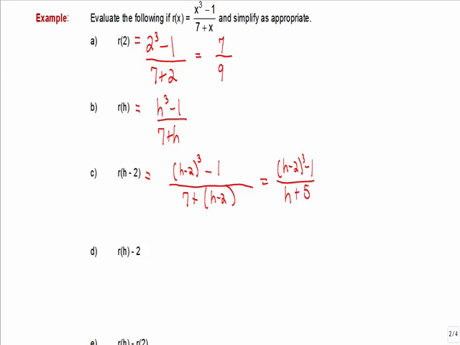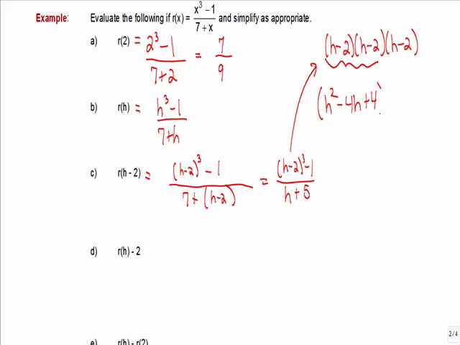Now if I do need to multiply out h minus 2 cubed, and again we don't need to in this problem, but I'm going to demonstrate it anyway, we'd have h minus 2 written out 3 times. And typically what we do is we multiply the first two together, and if I multiplied those together I should get h squared minus 4h plus 4 multiplied by h minus 2. So I have a trinomial now multiplied by a binomial.